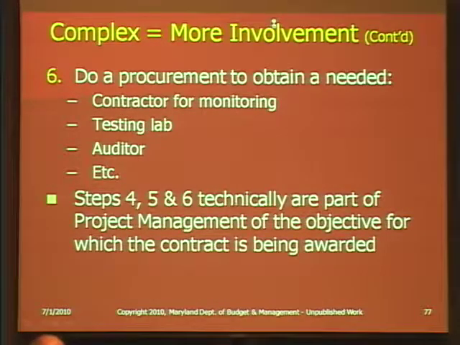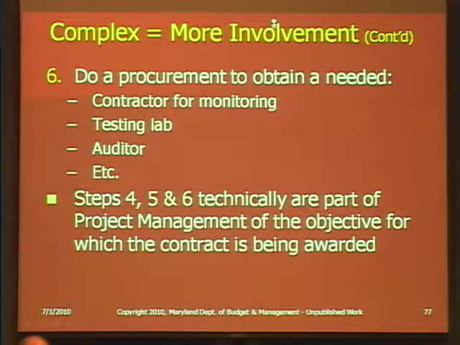You may have to do a procurement to get a vendor to help you in some aspect. And if you have to do a procurement first, that's something that has to happen before you go to manage a contract if you have to have another vendor in place. So the steps that we talked about, 4, 5, and 6, are part of project management. And that's for the interaction between project management and contract management. You need to have the project management in place to assist with contract management.